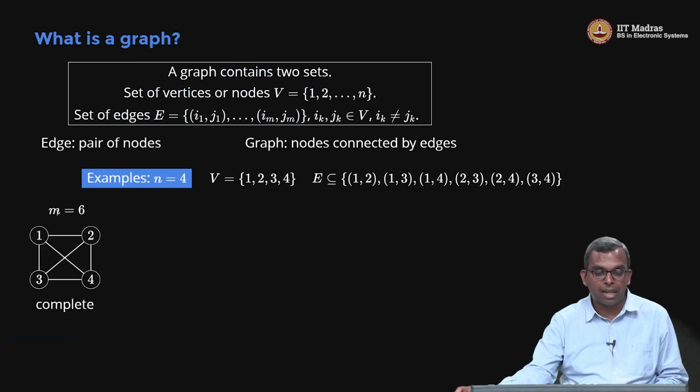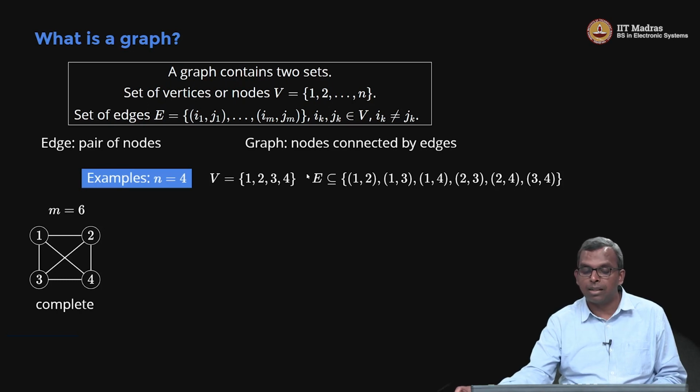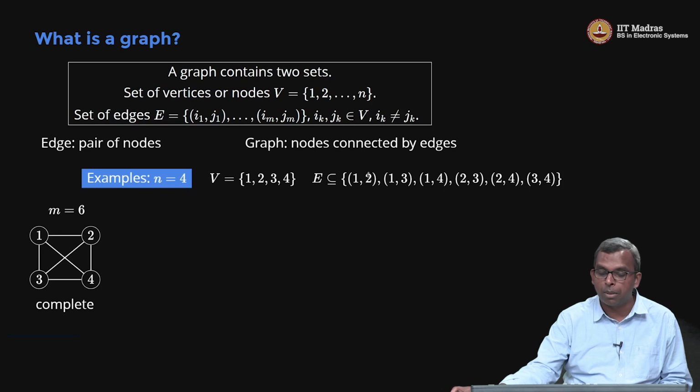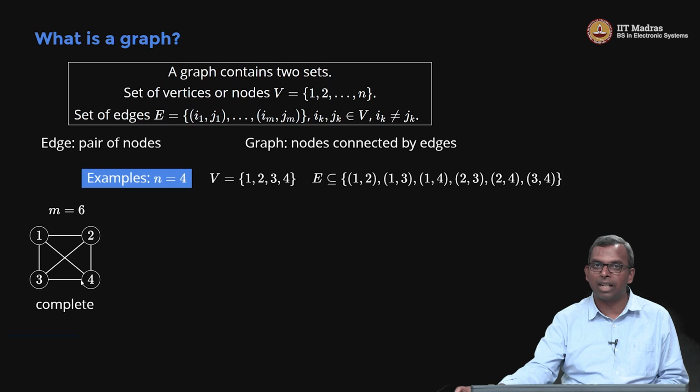The first example is m equals 6, which means all my possible edges are there, E equals this entire set. How will I draw it? I draw my 4 nodes, 1, 2, 3, 4. My edges are connecting the 2 nodes in each pair. 1 comma 2 is there, so I connect. 1 comma 3, I connect. 1 comma 4, I connect. 2 comma 3, 2 comma 4, and 3 comma 4, I connect. So everything is connected. For that reason, this graph is called a complete graph.